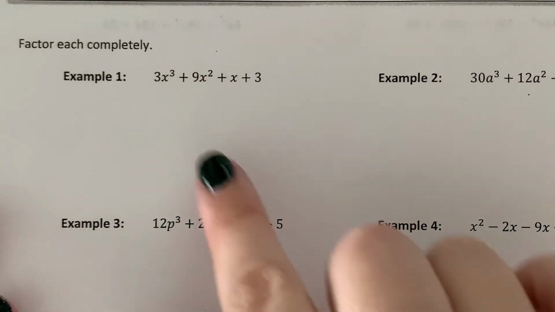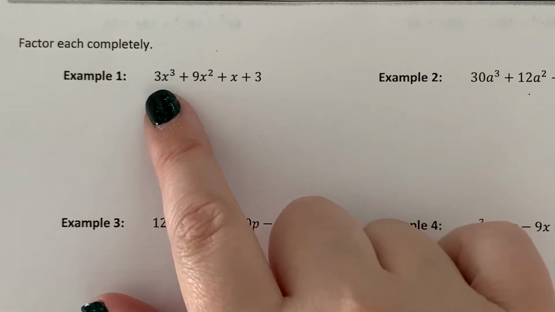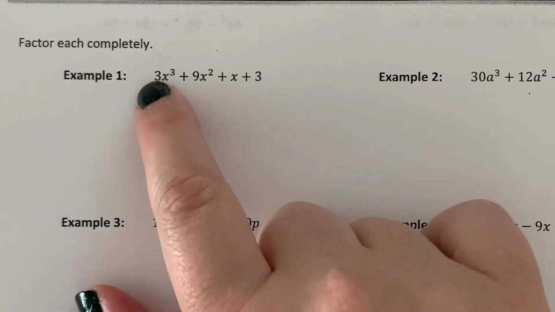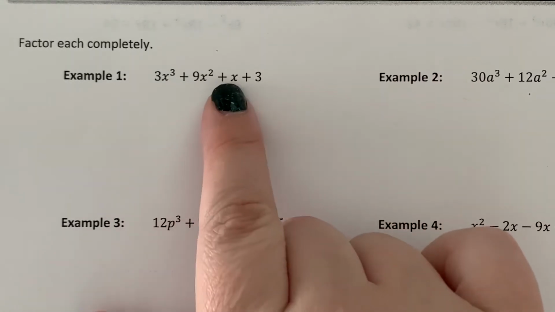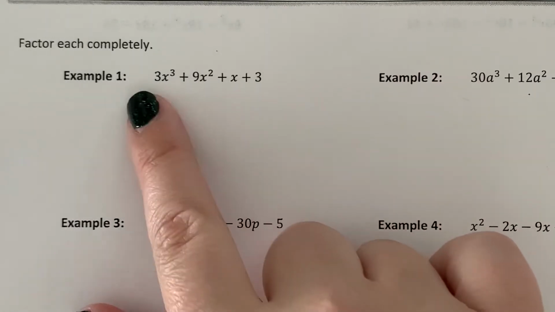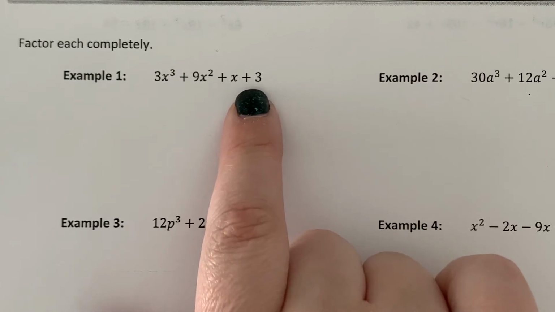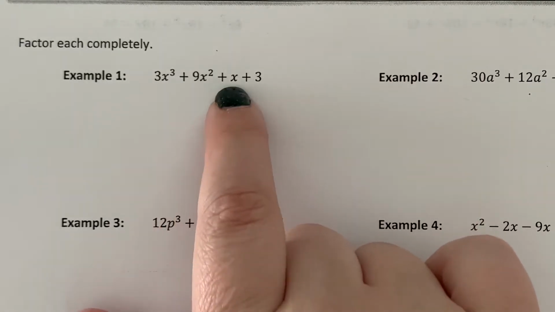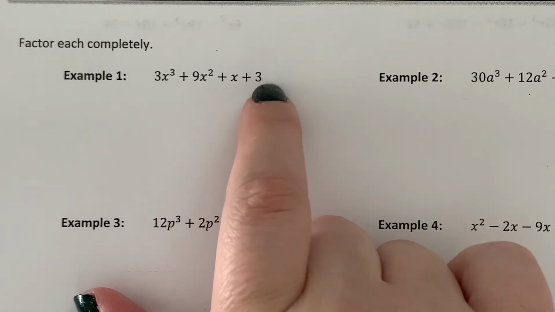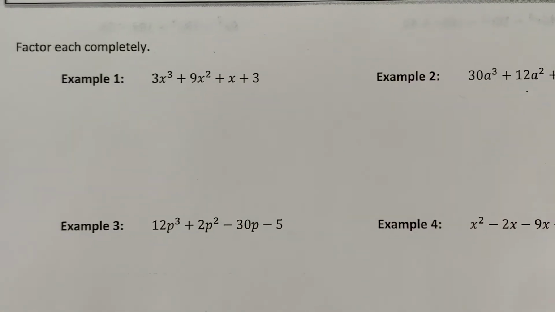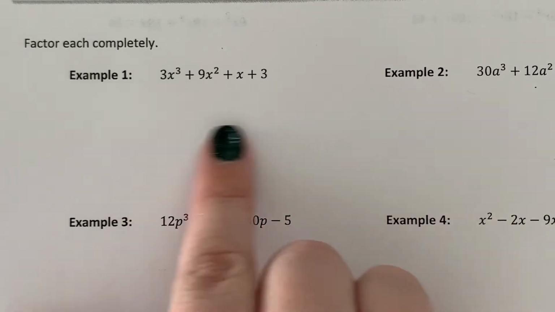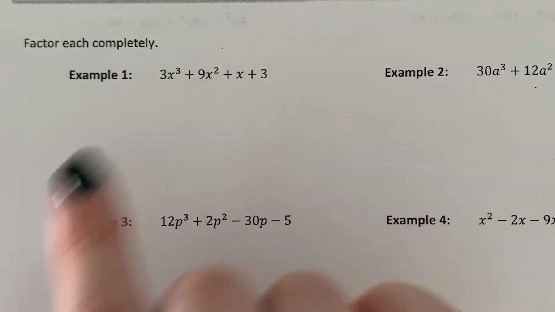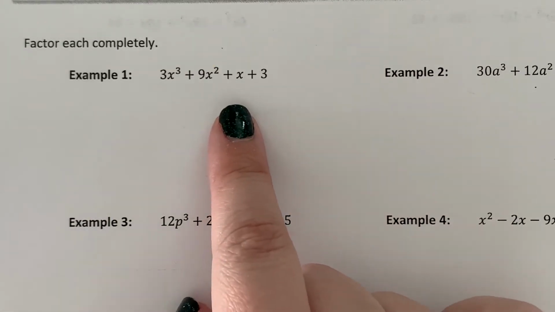So in example 1, is there anything that I could pull out looking at coefficients out of 3, 9, 1, and 3? No coefficient that I could pull out of every term. And then when I look at my variables, I can't even pull an x out because my constant term has no x. So the first step is review of what we did in our previous learning target. So step 1's already done for me.